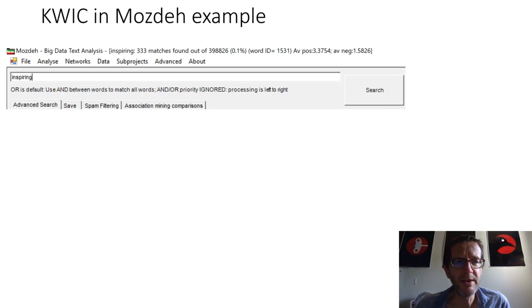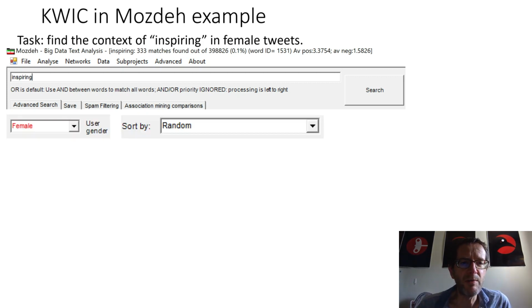So this is how it works. Let's say we've found the word inspiring. This is a word association detection term. Mojday has told us that inspiring is one of the words we need to find out about, and it's a female associated term. We found the word inspiring by asking Mojday to find words that are more common in female tweets.